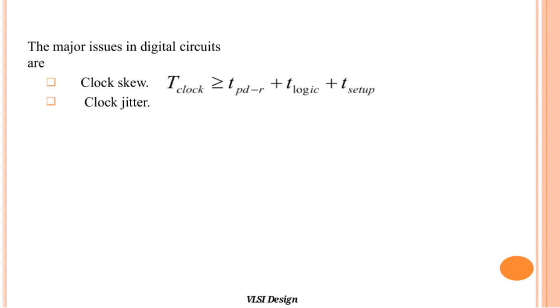Now, let's talk about some major challenges we face in digital circuits, especially in VLSI design. Two critical issues are clock skew and clock jitter. Clock skew occurs when the clock signal arrives at different components at slightly different times, which can cause synchronization problems. On the other hand, clock jitter refers to the variability or instability in the timing of the clock signal itself, which can lead to errors in data transmission and processing. Understanding and managing these timing issues is crucial for designing reliable and efficient digital circuits.